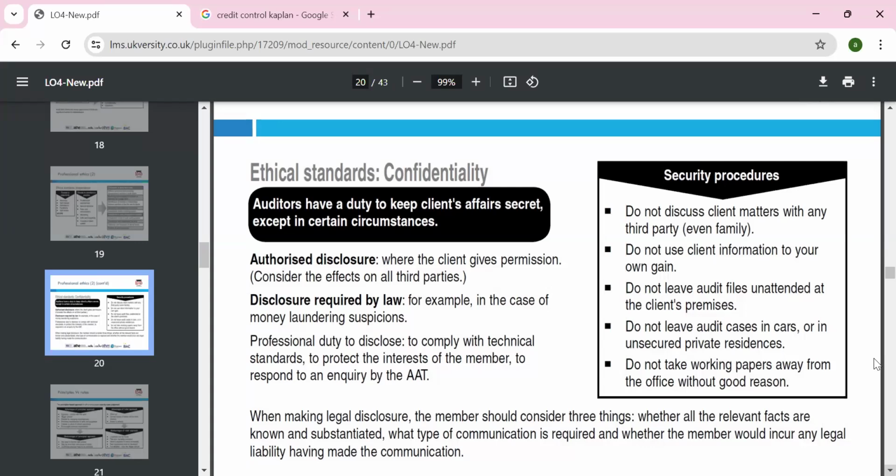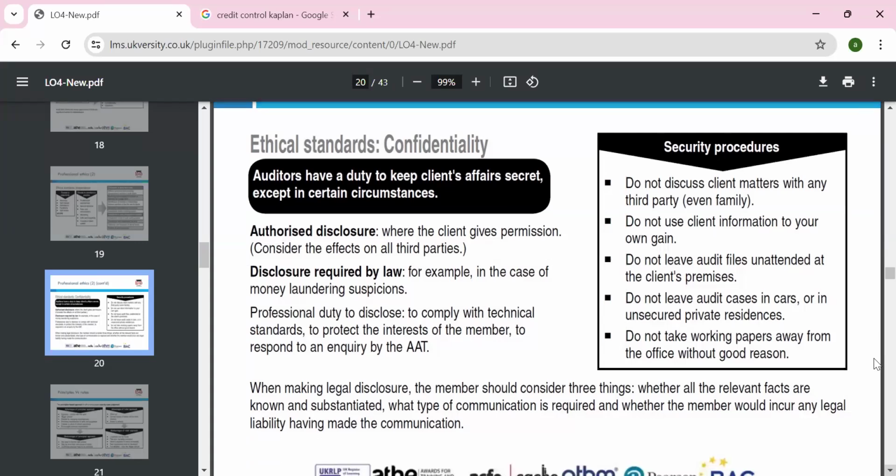Don't discuss client matters with any third party. Don't use the client information for your own gain. Don't leave the audit files unattended. Don't leave the audit cases in a car. Don't take the working papers away from the office without reason.